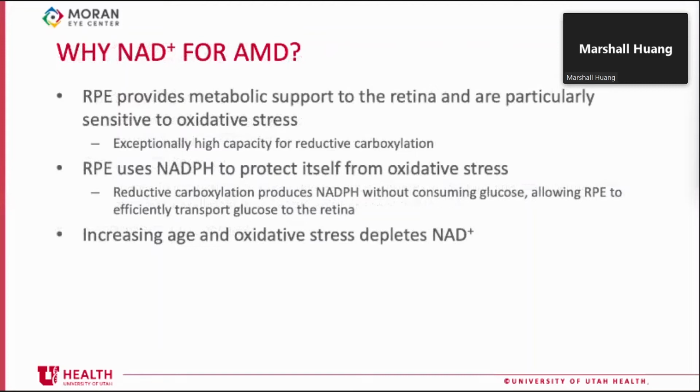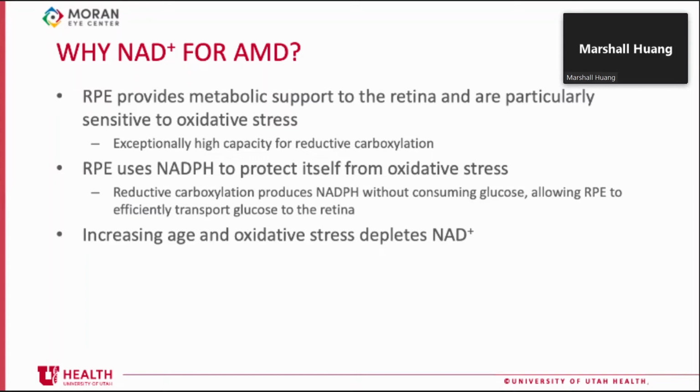The first question is, why would supplementation of NAD plus be helpful in AMD? Although the exact pathogenesis of AMD remains unelucidated, we know that RPE dysfunction and degeneration are key features of age-related macular degeneration. The RPE is uniquely metabolically active in order to provide support to the retina. Its functions include phagocytosis of shed photoreceptor outer segments, recycling of retinoids, and production of cytokines. It also needs to mediate the exchange of nutrients between the choroid and photoreceptors, particularly glucose.